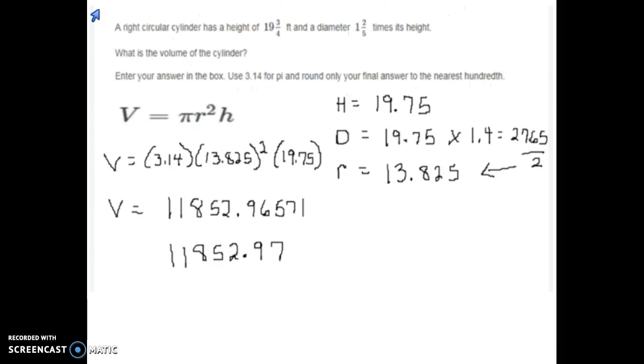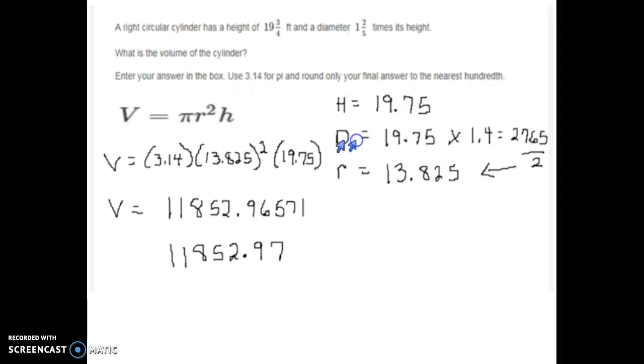Now this one is a little different. It gives you a right circular cylinder with a height of 19 3/4 feet and a diameter of 1 2/5 times its height. What is the volume? So remember, our formula, the volume is pi r squared h. So we have to have our radius and our height. So we have to calculate our height. Our height, they told us, is 19 3/4. So I would change that to a decimal. 3 divided by 4 is going to give you 0.75.